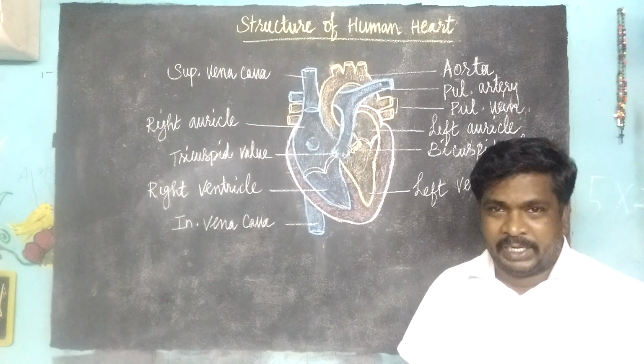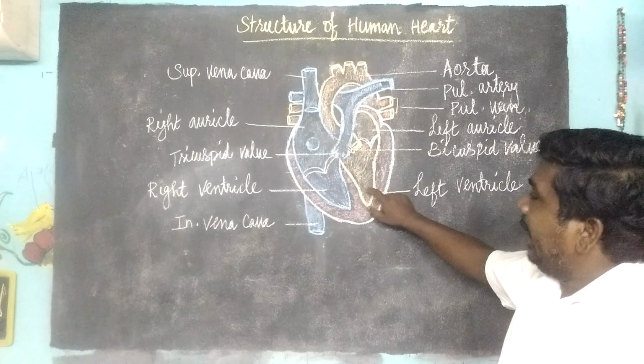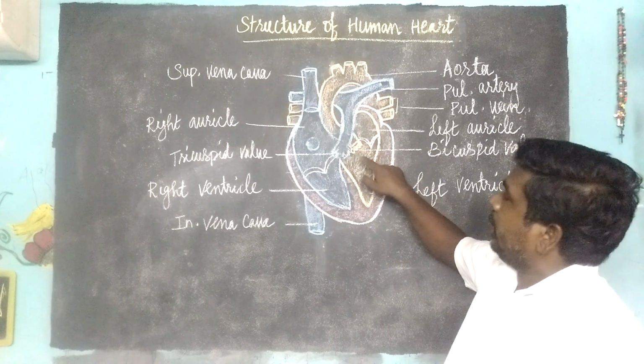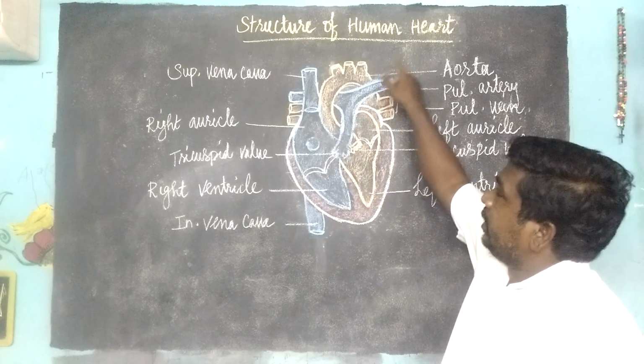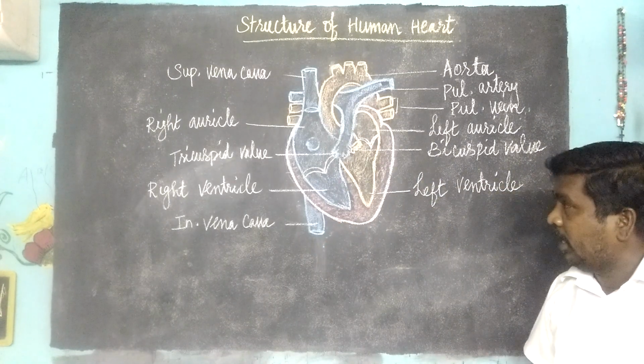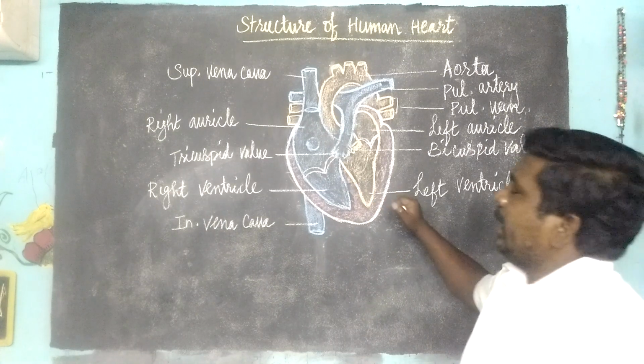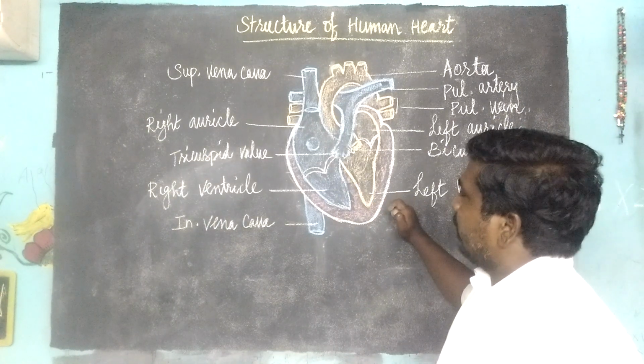Okay, after respiration, from the left ventricle, oxygenated blood is pumped into different organs through the aorta. Okay, these are all the blood vessels present in the heart.